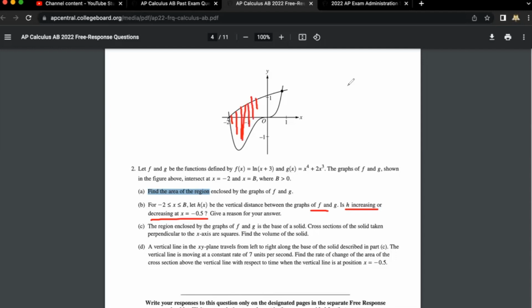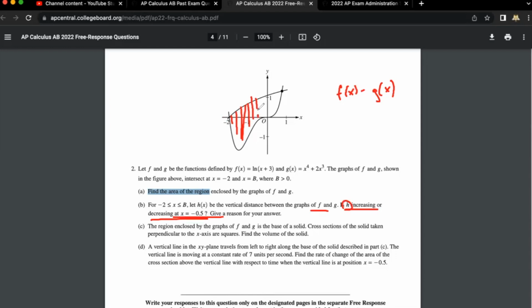That makes sense? So you could think of it as f of x minus g of x at that exact point. So when you look at this, it is still a part of your equation for area under the curve. Is h increasing or decreasing at x equals negative 0.5?